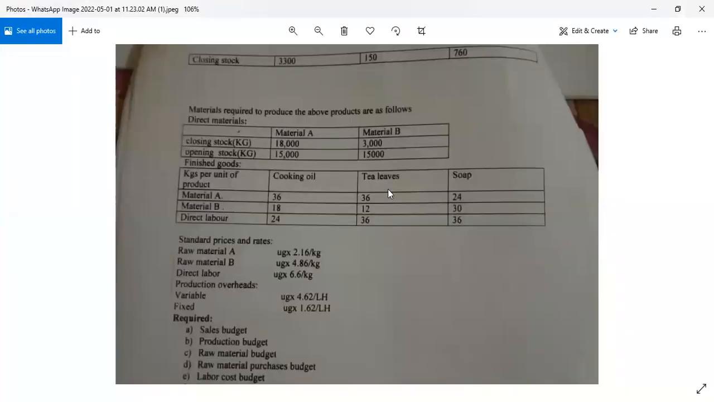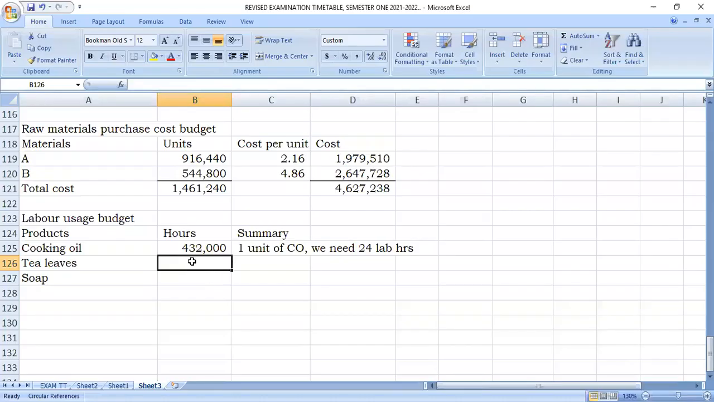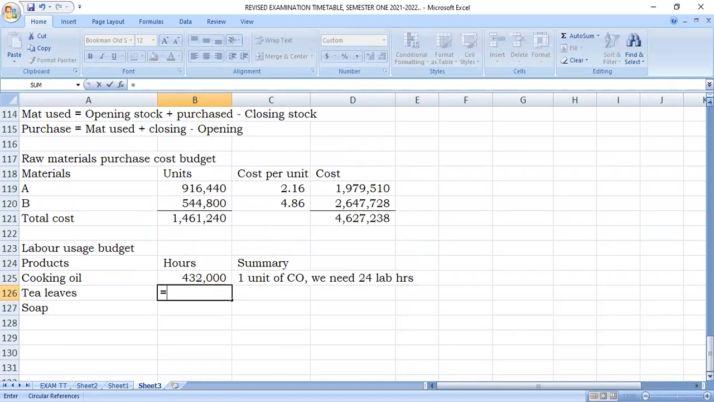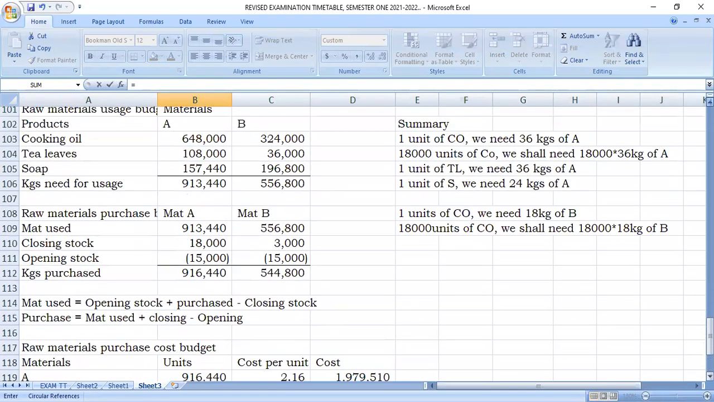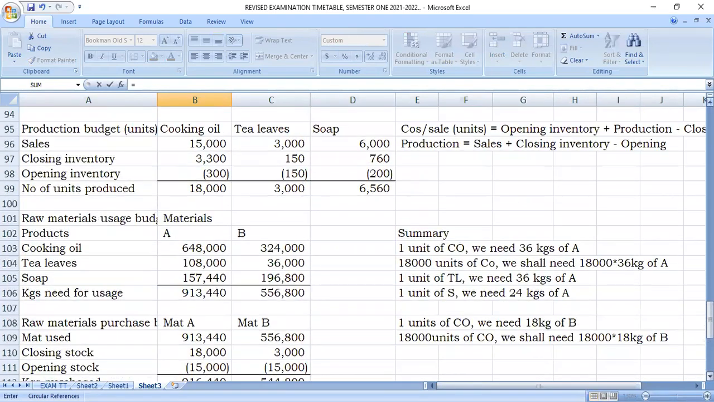For tea leaves, you need 36 hours for just a single unit. So if I need 36 and I'm producing how many units of tea leaves? Come to your production budget. You're producing 3,000. 3,000 times 36.